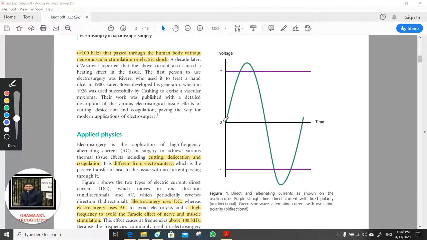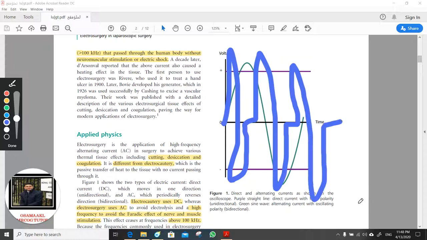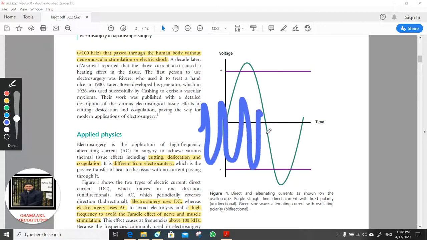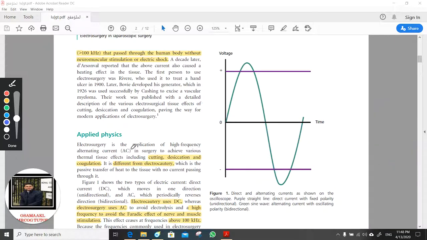So we set coagulation as high voltage, but intermittent. There is a space between one cycle and the other. This is the coagulation effect, while this one, low voltage but continuous, will lead to the cutting effect. There is no time for the tissue to cool again. This is the difference between cutting and coagulation.